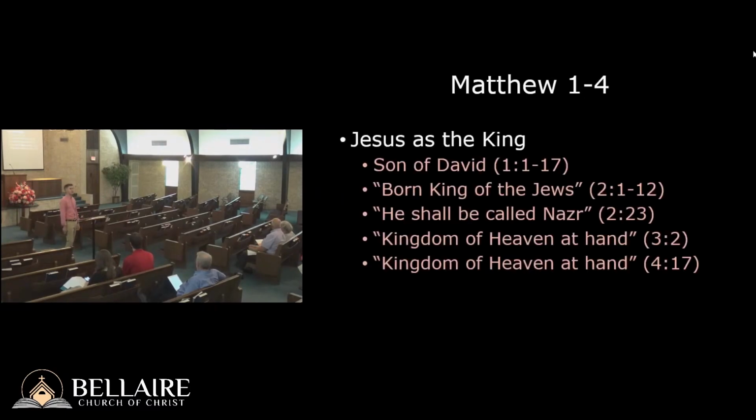Here's what we've seen in the first 4 chapters. 2 main themes. There are others, of course, but 2 themes that Michael and I have tried to emphasize so far. The first is that the first 4 chapters of Matthew show Jesus as the king, okay? And here are a few references to that, and there's more that we could include, okay? The genealogy emphasizes the son of David.